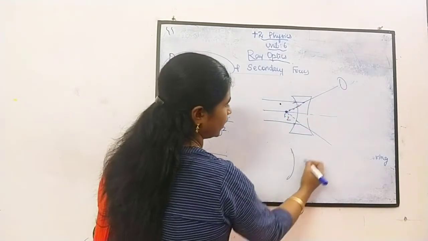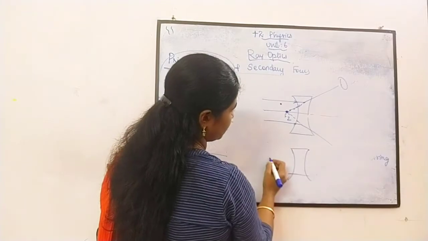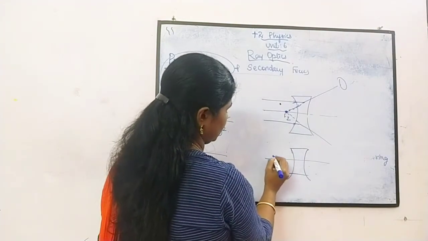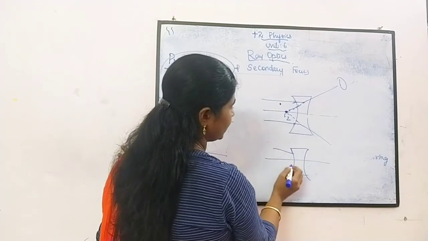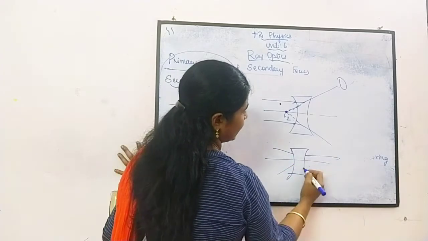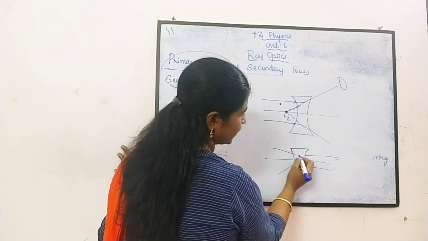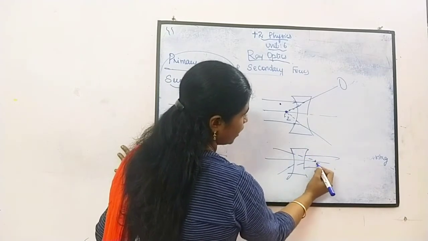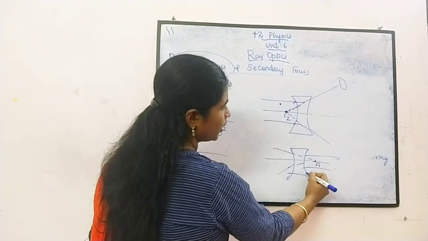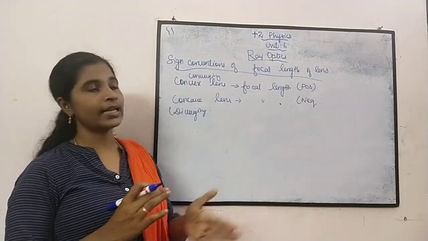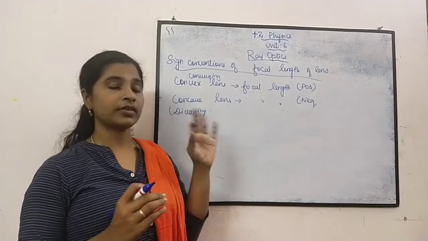Similarly, if you take a concave lens, it will also be like that. It will also be emerging parallel like this. The rays emerge parallel but appear to meet at this point. So this is the primary focus point. Now we are going to see the sign conventions of the focal length of the lens.